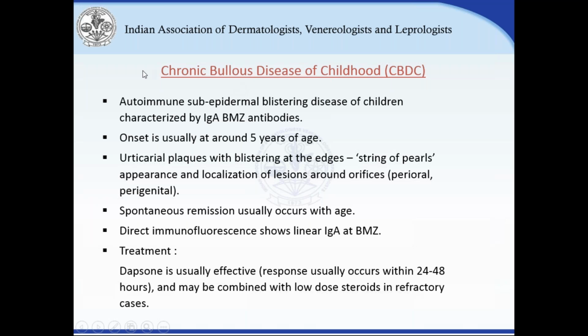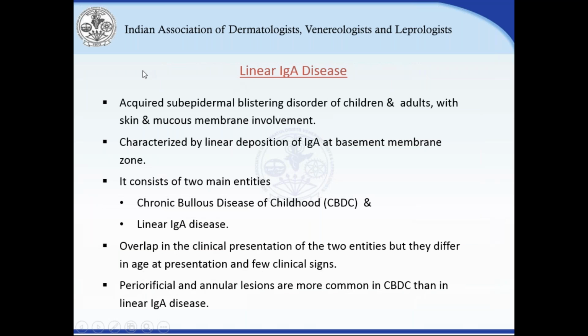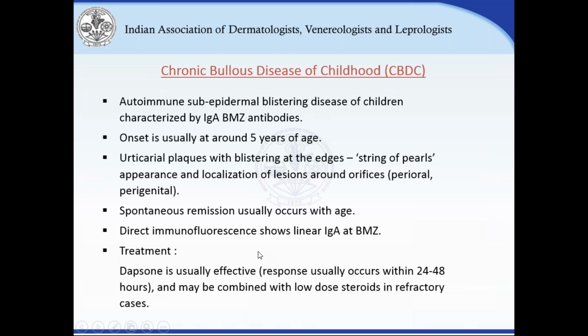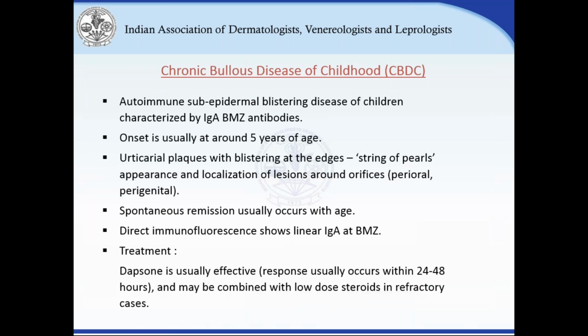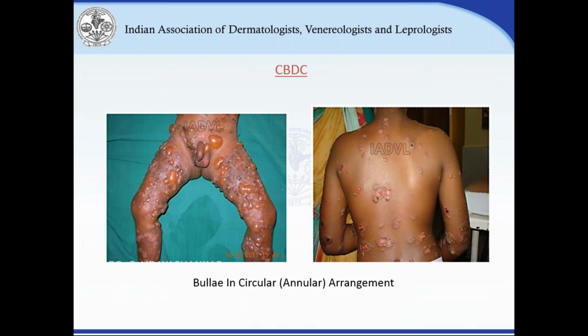It is IgA related, right? So these are linear IgA diseases. IgA is seen at the basement membrane zone. For treatment, dapsone is usually effective and may be combined with low-dose steroids. Dapsone is a very good drug for this. Within 48 hours, the patient will show improvement.